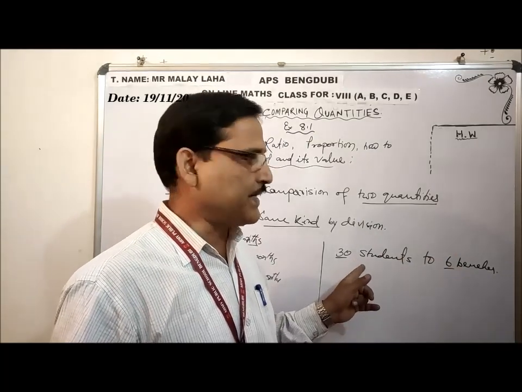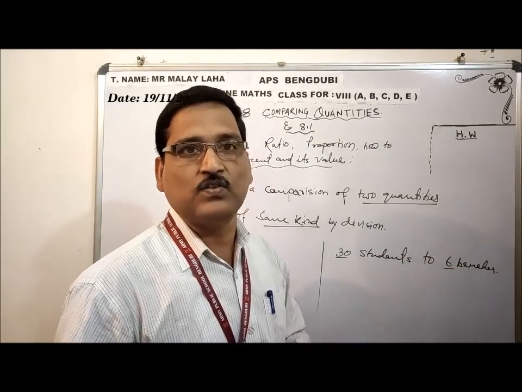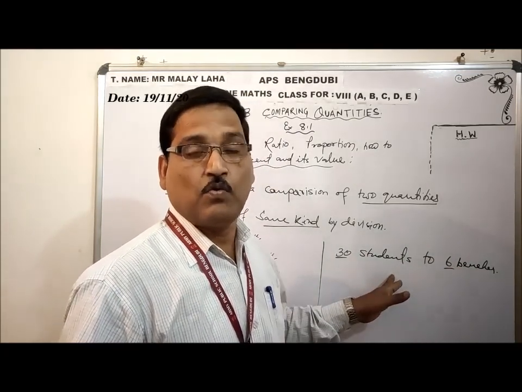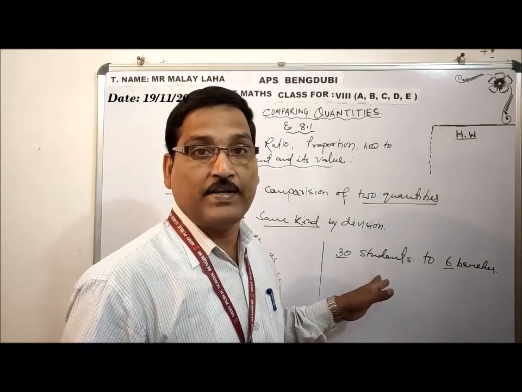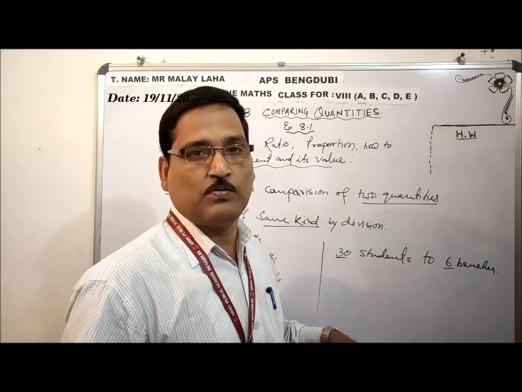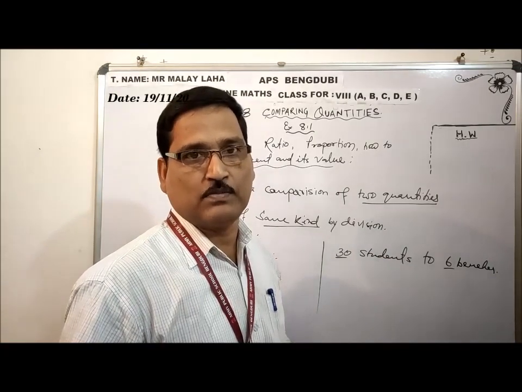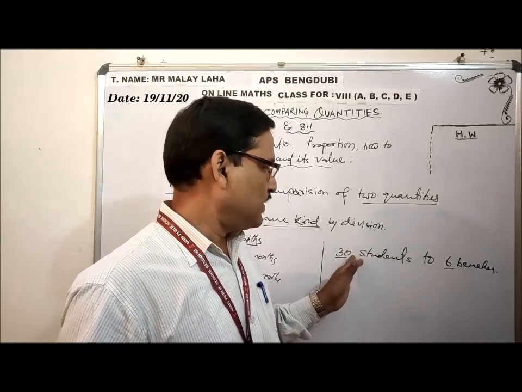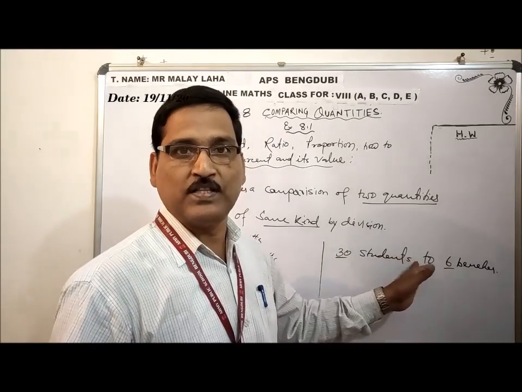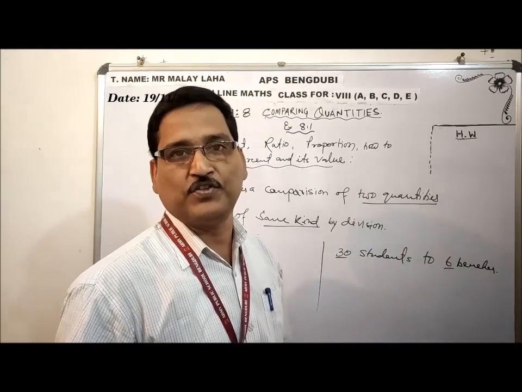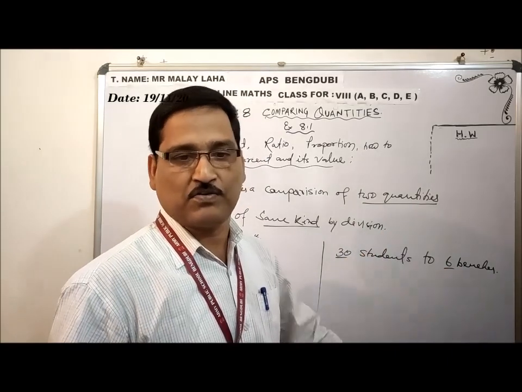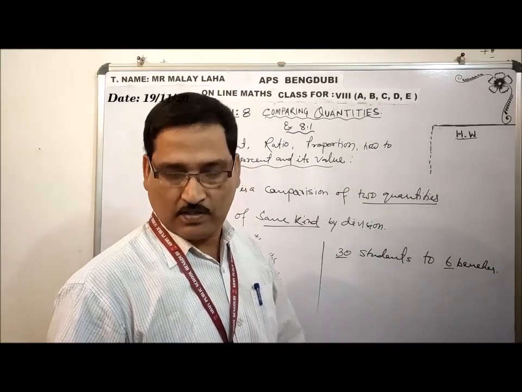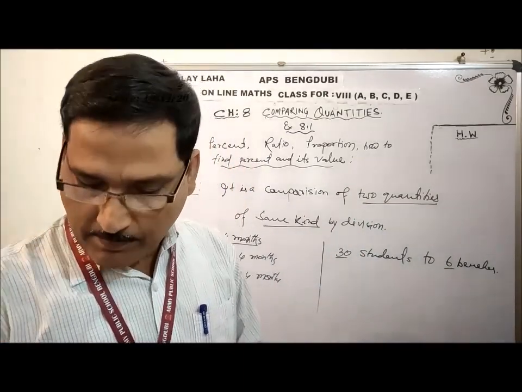Though we can write mathematically 30 by 6, that is not the proper ratio as per the concept of ratio. When the quantities are not the same kind, I cannot find out the ratio. So what will be your answer? Formation of ratio is not possible since the quantities are not the same kind. Understood? When you are not able to convert students into benches or benches to students, you cannot form the ratio. Number is there, quantity is there, still you cannot. Your answer will be: formation of ratio is not possible. Mind this word. Okay, so these are the general discussions about ratio.